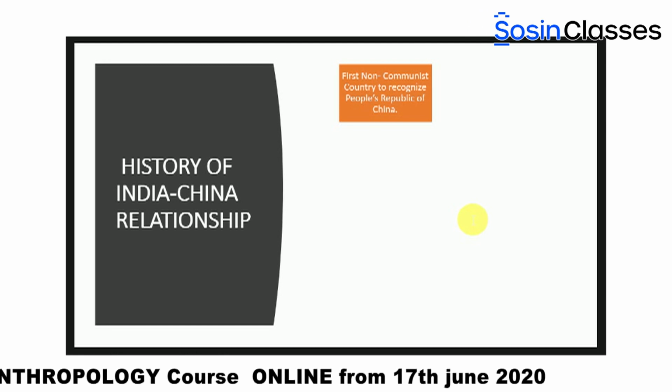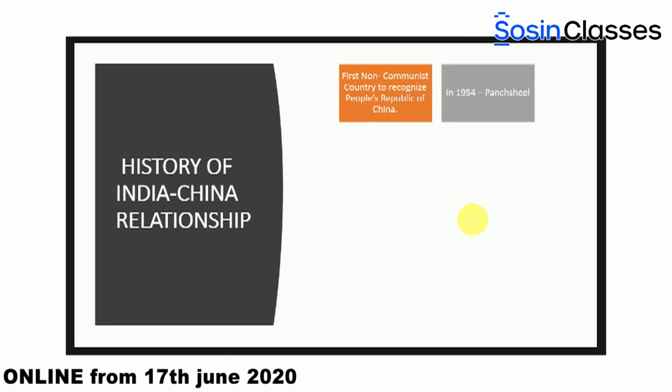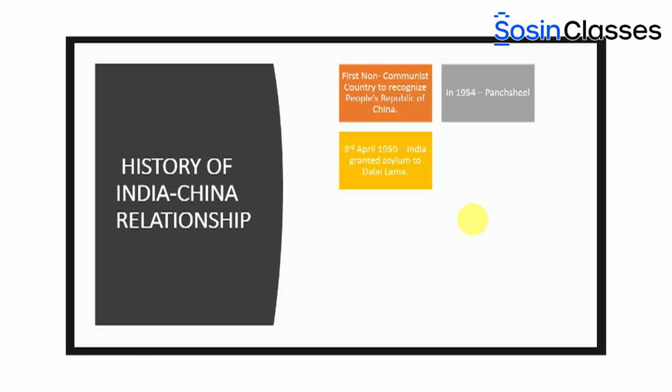In 1954, both these countries signed the Panchsheel Treaty to lay a roadmap for stability between the two regions. However, China's stand on Tibet came as a disappointment to Nehru and his vision of peaceful coexistence. And on 3rd April 1959, India granted asylum to the Dalai Lama, who had escaped from Lhasa after China's annexation of Tibet. This was the start of our relations taking a bad turn with China.